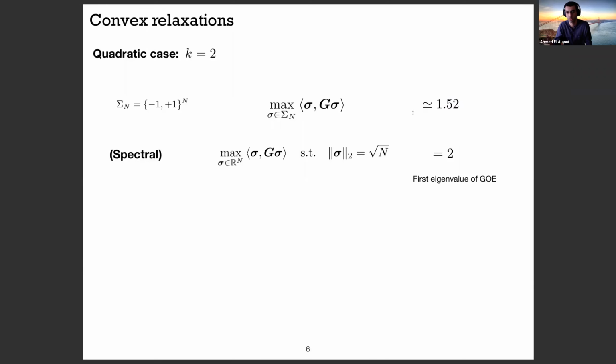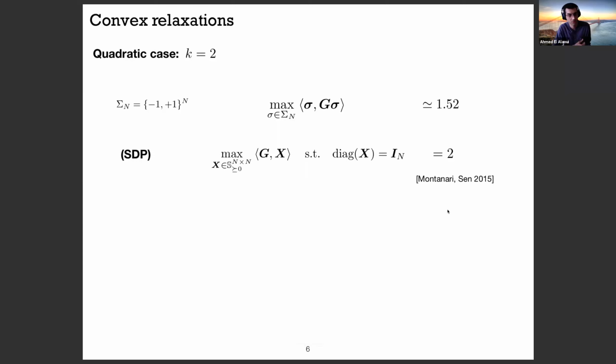This turns out to be, you can numerically evaluate this, and it's 1.52. Okay, that's the Parisi formula for the model. And so one spectral relaxation that you can do is, the first one is the spectral one, which is you can just remove the constraint that the sigma is binary and just replace it by a norm constraint. And so the norm of a vector here is square root n, then you can just put that in the constraints, right? So that's just the first eigenvalue of your matrix, G, which is 2, right? So you have a gap here.